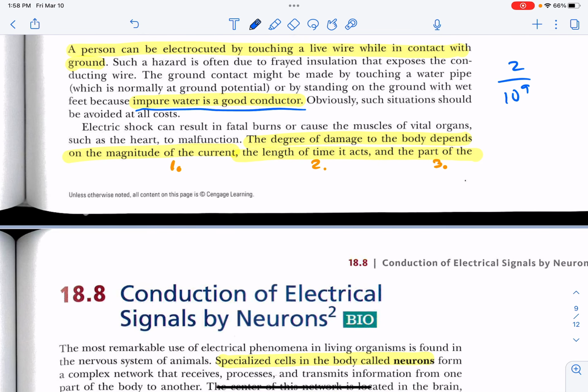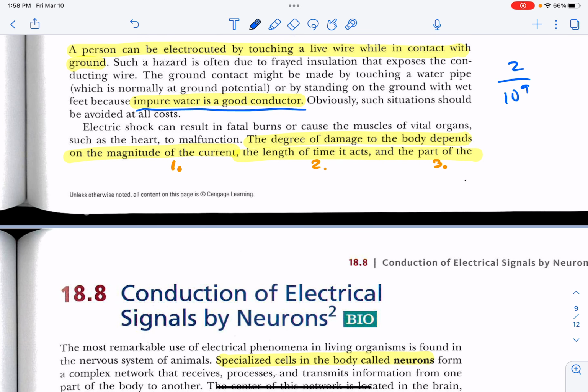So electric shock can be fatal. It can also give terrible burns. But the damage that is done depends on 3 things. How big is the current I? How long is this current going through you or some part of your body? And of course, what part of your body? For example, you don't want it to go through your heart.